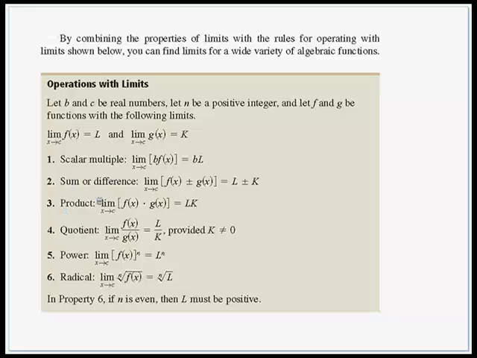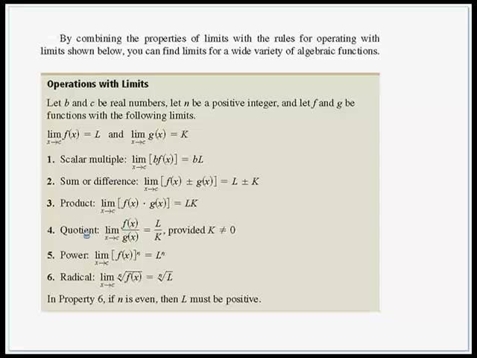In number 3, we have a product operation. We have the limit as we approach c of f of x times g of x. Well, we know the limit of f of x is L, the limit of g of x is k, so our limit of the product is the product of the limits, L times k.